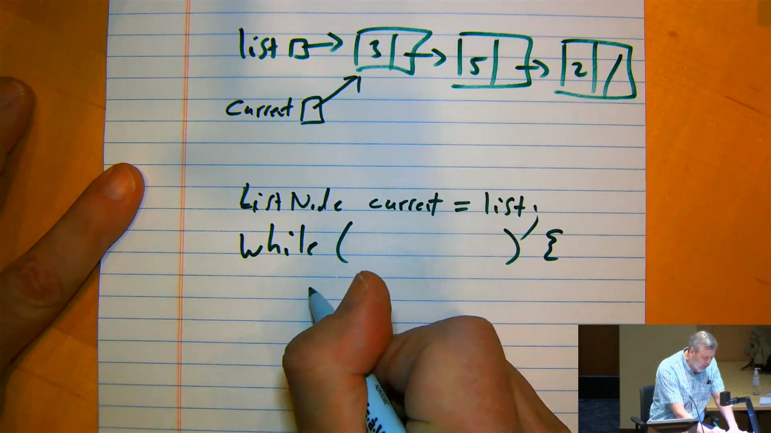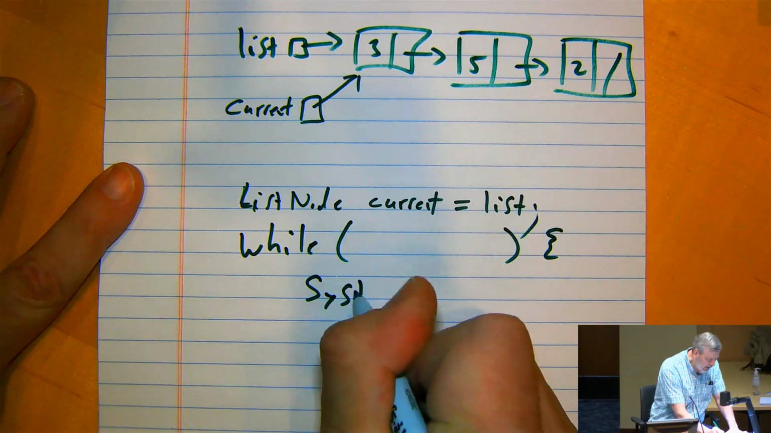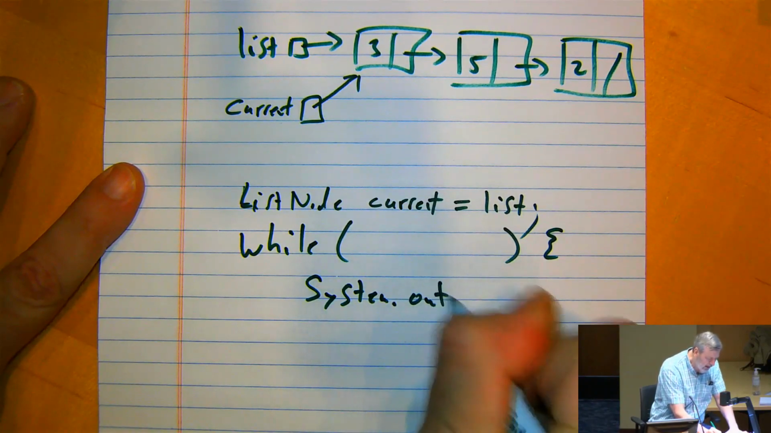So inside of the loop, what we're interested in doing is printing things out. So I'm going to say System.out.println.